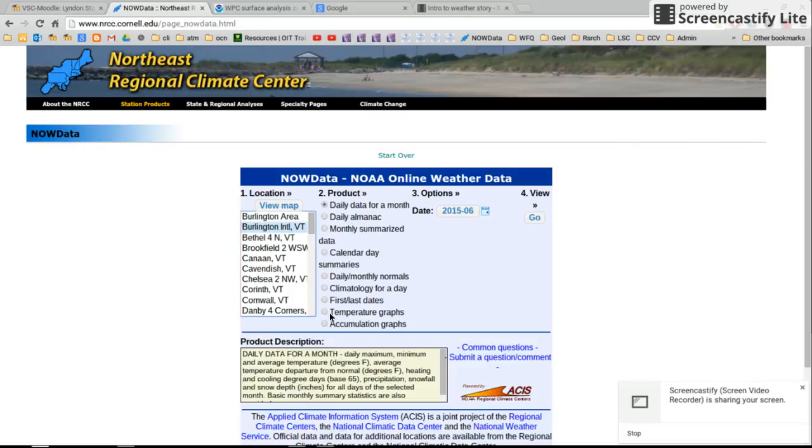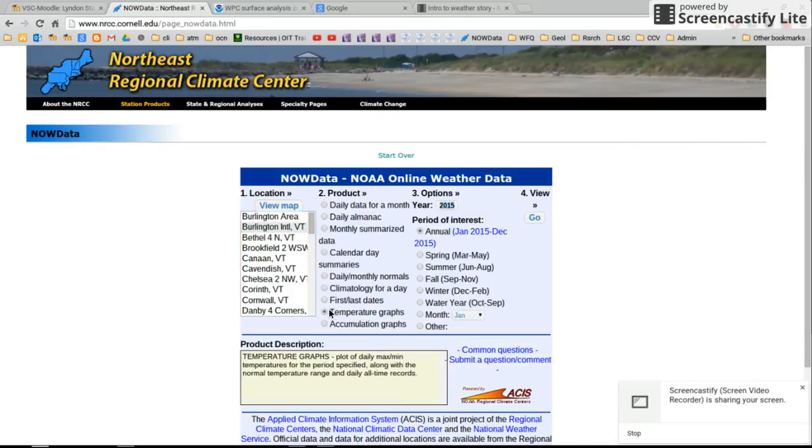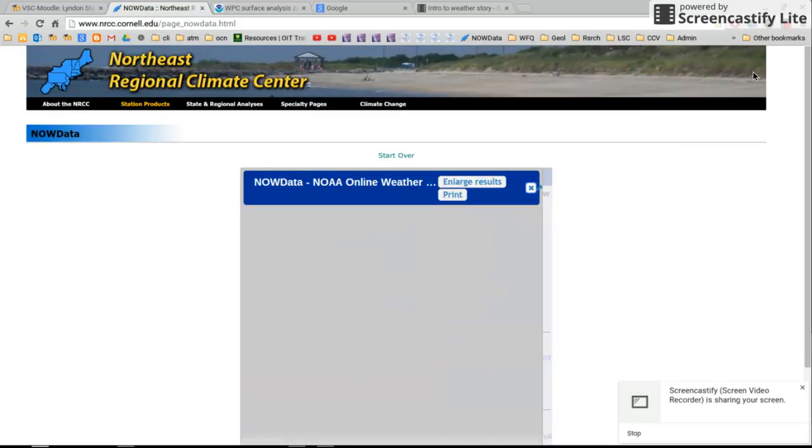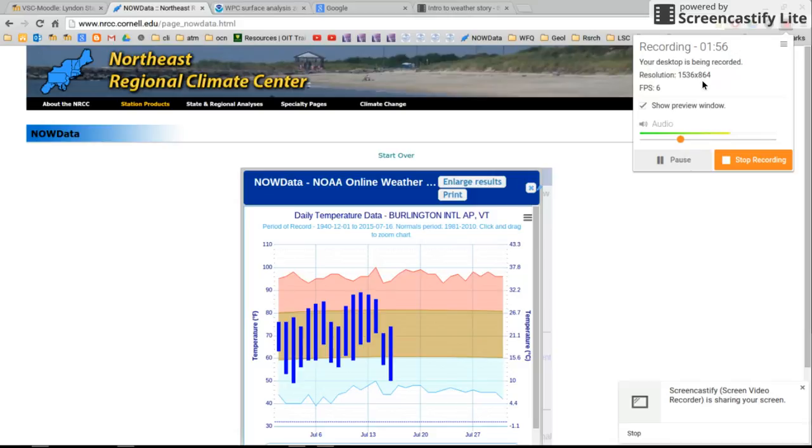Choose your station, hit temperature graphs. We're interested in the month of July. We check here, the year is 2015, and you will get these temperatures in graphical format.